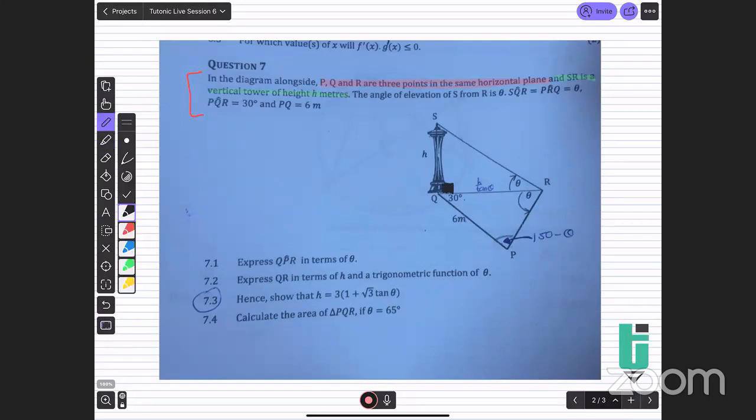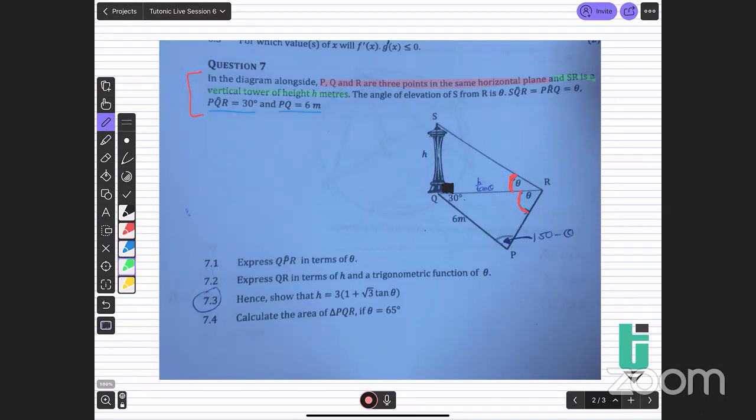Okay, carry on. And then they say the angle of elevation from S is theta, and they show this in the diagram. Angle Q is equal to angle R, which is equal to theta. So they give you two thetas. Do you see that? Here's the one, and here's the other one. And then what else did they say? Angle PQR is 30 degrees and PQ is 6 meters.